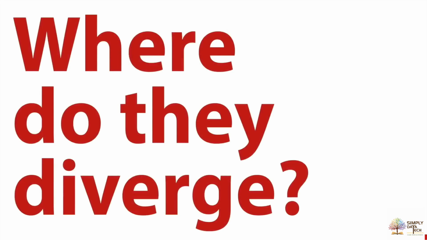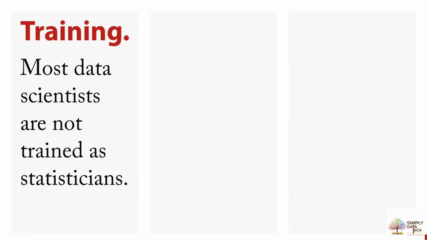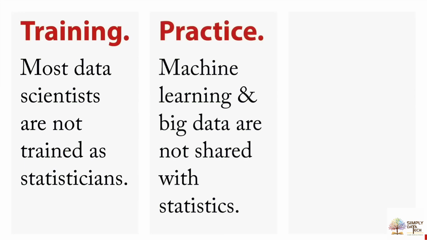Where do these 2 fields, statistics and data science, diverge? Because they seem like they should have a lot in common, but they don't have a lot in training. And specifically, we can look at the training. Most data scientists are not trained formally as statisticians. Also, in practice, things like machine learning and big data, which are central to data science, are not shared generally with most of statistics. And so they have separate domains there.